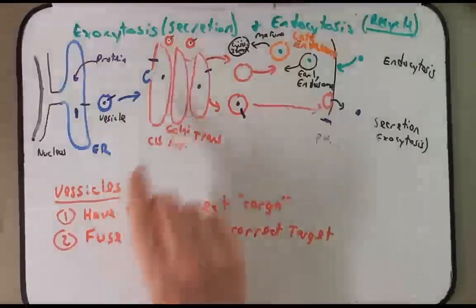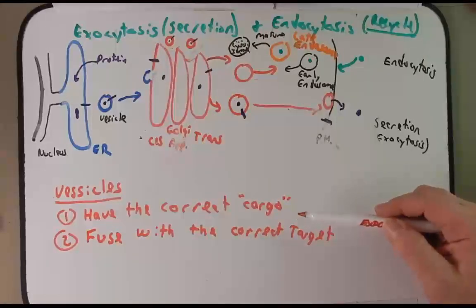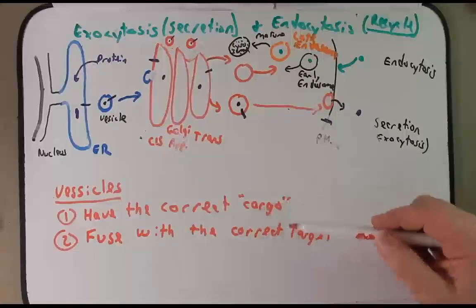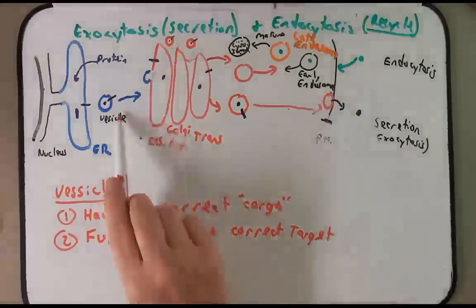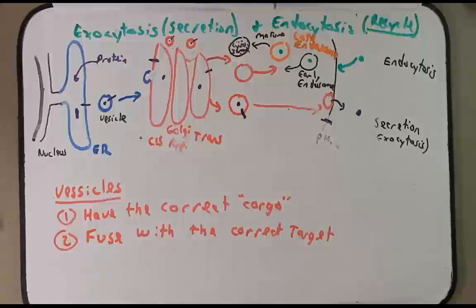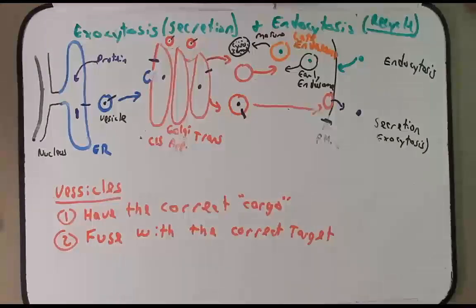Now, how they accomplish these things we'll talk about later on, but you will have to learn some of this in greater detail in more advanced courses. But it's important for you to know now that these vesicles are unique. They have the correct cargo and they have the correct destination tags or proteins on them to send them to the correct locations. So we don't have ER vesicles fusing directly with the plasma membrane.